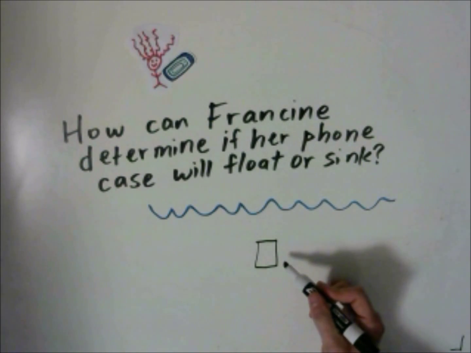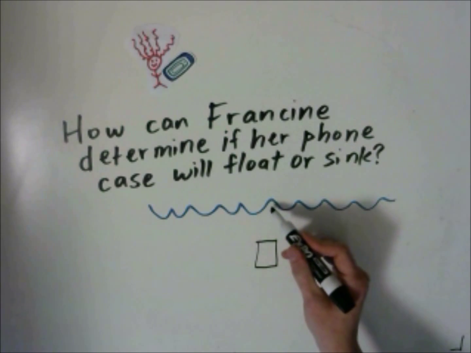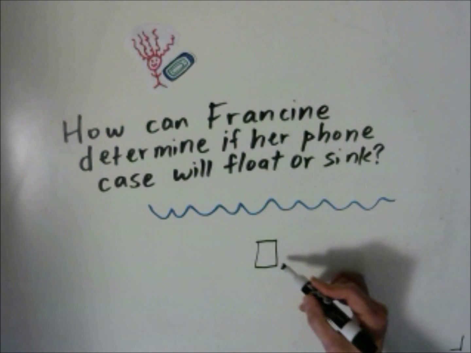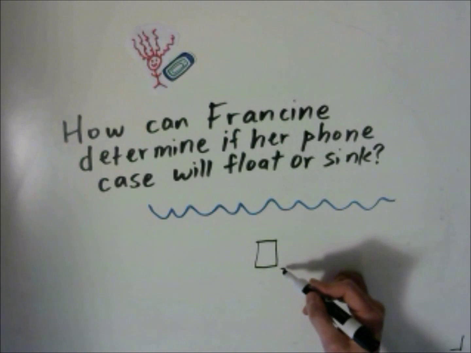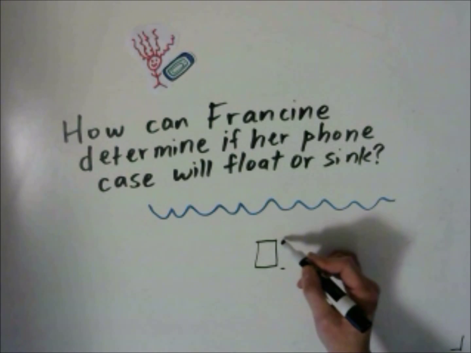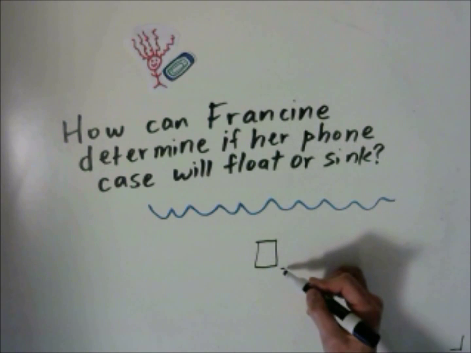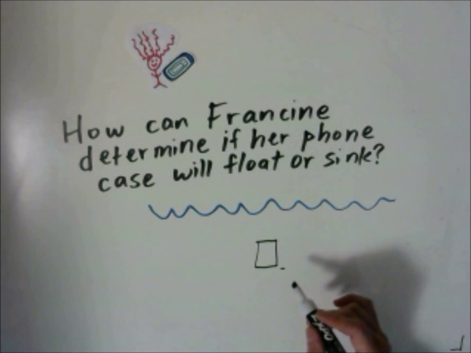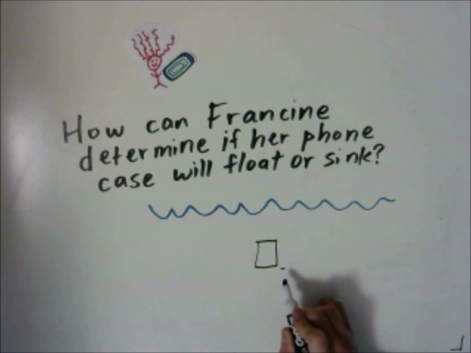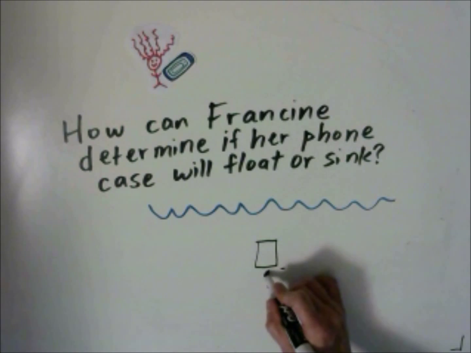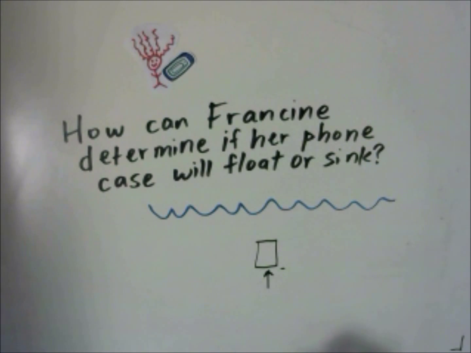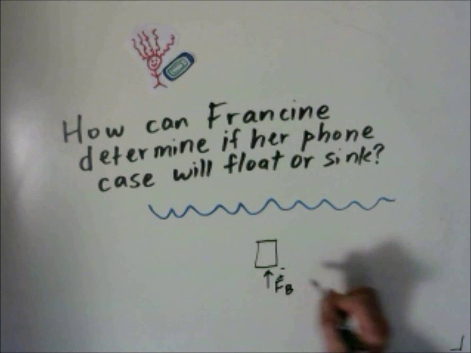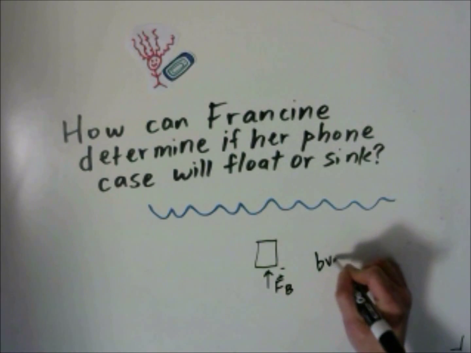Suppose we have an object underwater. We've already determined that it has a certain amount of pressure at this point. We also know that since this point has a greater depth than the point at the top of the object, there's a greater pressure down here than up here. What that means is there's an overall upward push or upward force on any object underwater. We call that force the buoyant force.